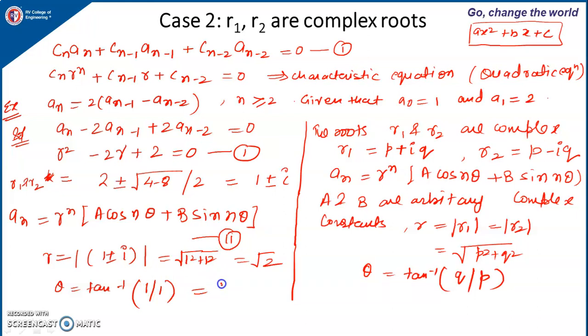So theta is 45, and 45 degrees is nothing but pi by 4. Pi is 180, so 180 by 4 will be 45 only. So now we know the value of theta and the value of r, and we have to substitute those values in equation 2.